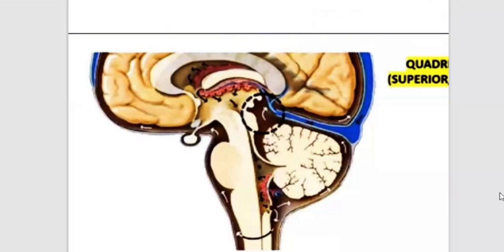Here, you have four colliculi behind the midbrain: two superior colliculi and two inferior colliculi. All the four combine to form the quadrigeminal shape.